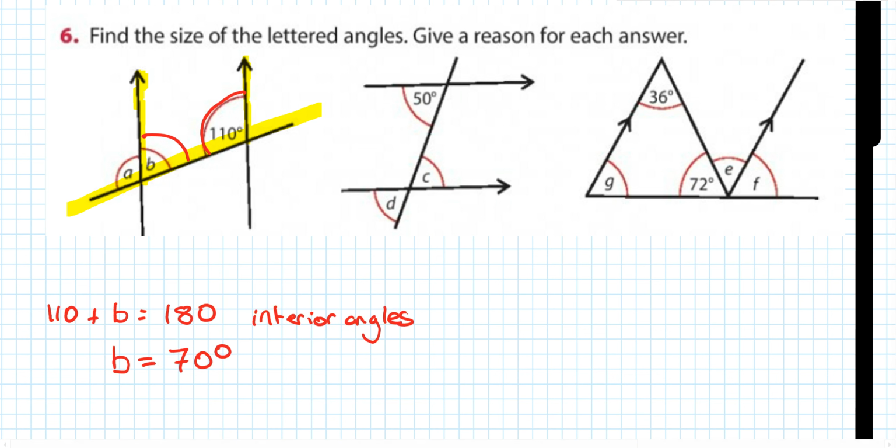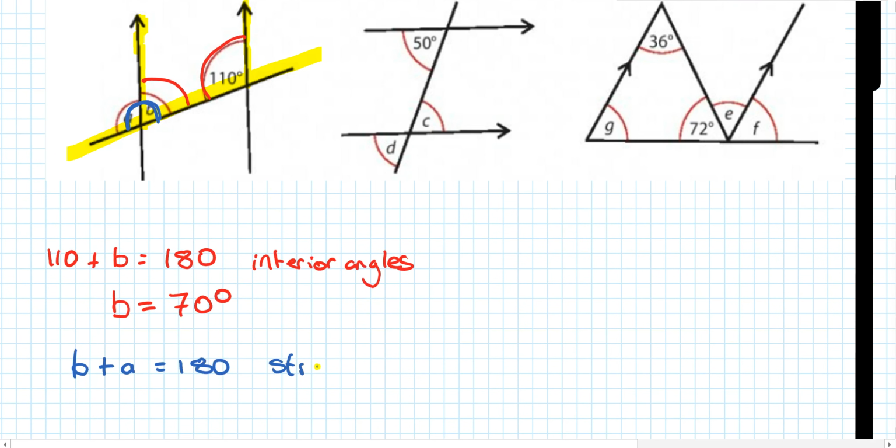What about A? Well, I know B and A form a straight line. B plus A is equal to 180 degrees, straight line. But I know B is equal to 70, so 70 plus A is equal to 180. So A is equal to 110 degrees.